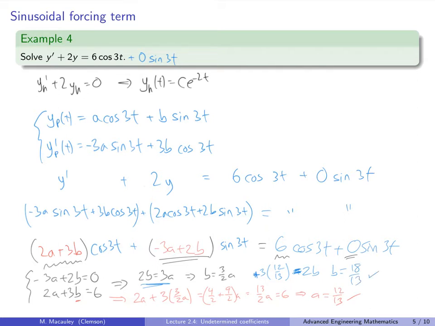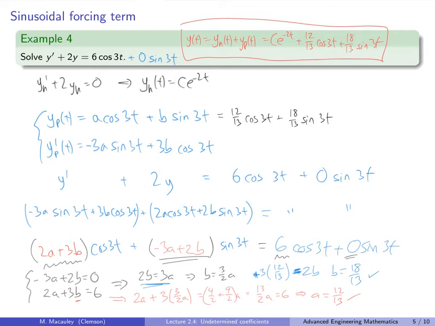Okay, so now our particular solution that we were looking for is equal to 12 thirteenths cosine of 3t plus 18 thirteenths sine of 3t. So our general solution is y of t equals yh of t plus yp of t, which is c e to the minus 2t plus 12 thirteenths cosine of 3t plus 18 thirteenths sine of 3t. And so there we go.